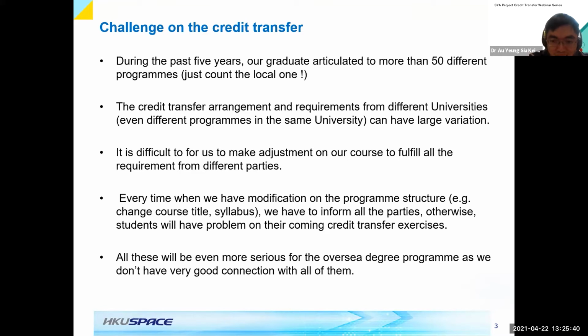And every time we think about modifying the program structure, for example the course title, syllabus, or assessment, we have to inform all the parties. Otherwise, students will have problems in their credit transfer exercise. The university will say that your course changed, and their original credit transfer arrangement is not valid anymore, and then you have to do it again.